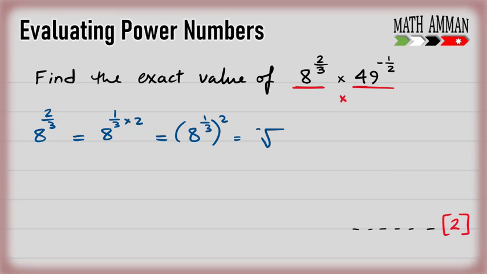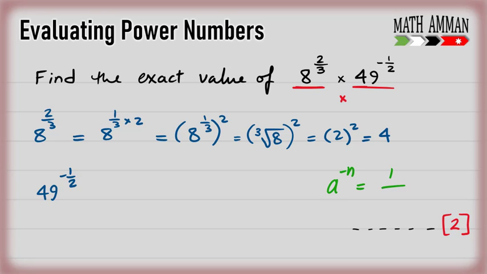8 to the power 1/3 is the third root of 8, which is 2. And 2 to the power 2 is 4. Done for the first term. Now we do the other term, 49 to the power minus half. The negative index can be turned positive by taking the reciprocal. So 49 to the power minus half can be written as 1 divided by 49 to the power positive half. And the rest is easy. 49 to the power half is the square root of 49, which is 7. So 49 to the power minus half is 1 over 7.